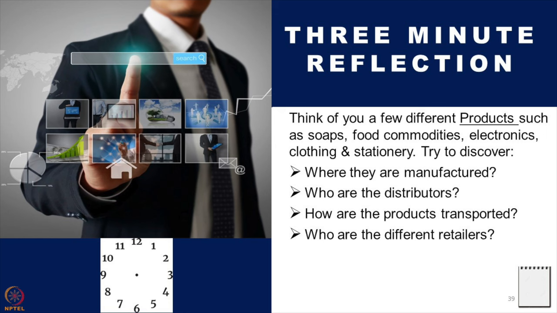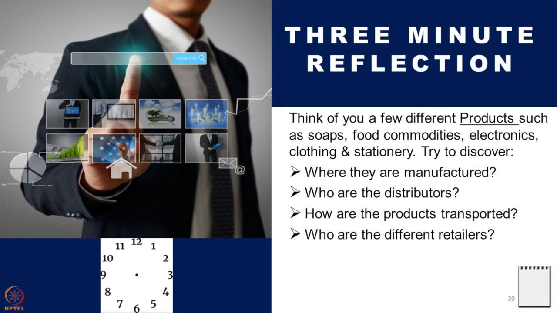If it's a small USB drive, or a small power bank, or a charger, or a phone, or a laptop, or a biscuit packet, or a soft drink, how do you think they were transported? Trucks, planes, ships if it's a foreign product, an auto rickshaw?